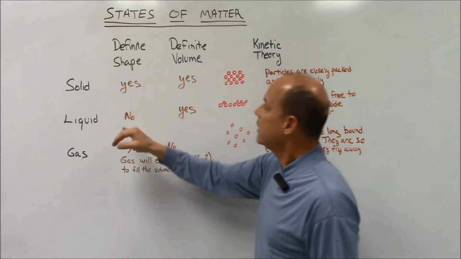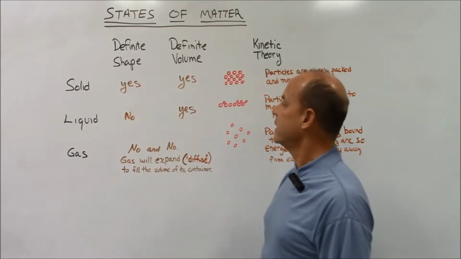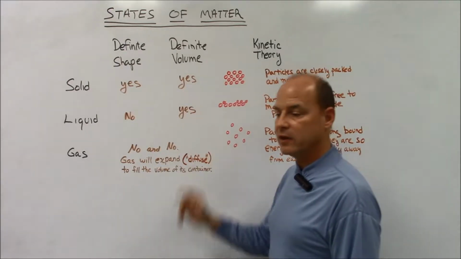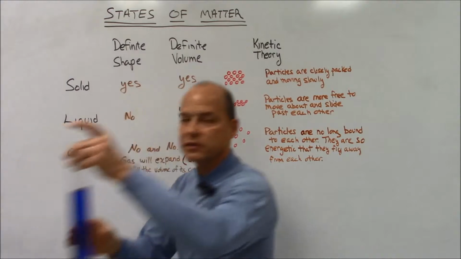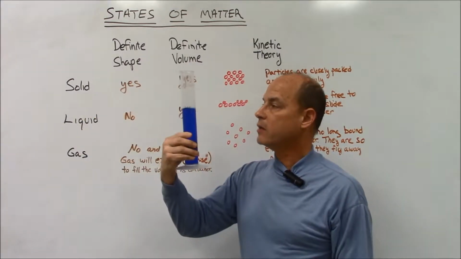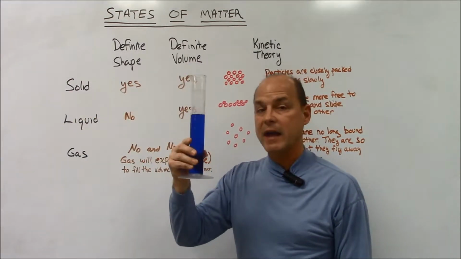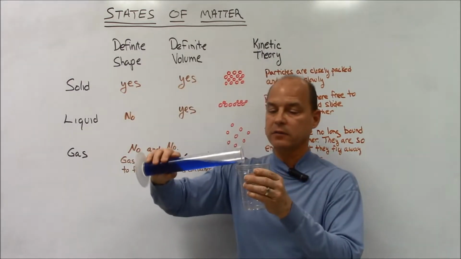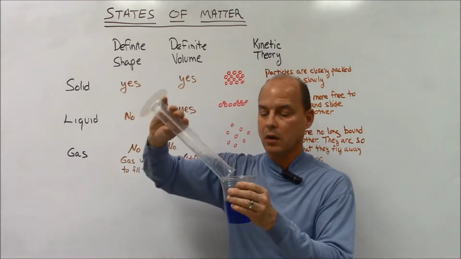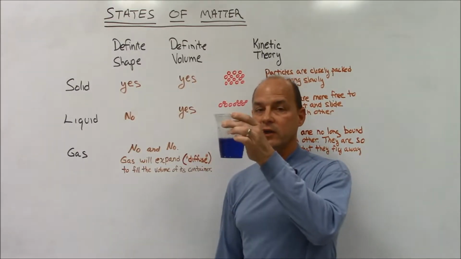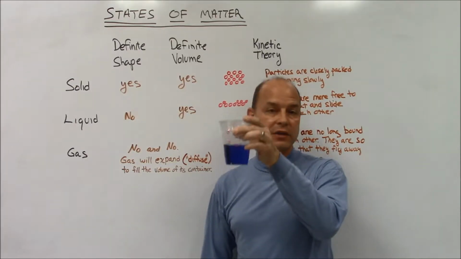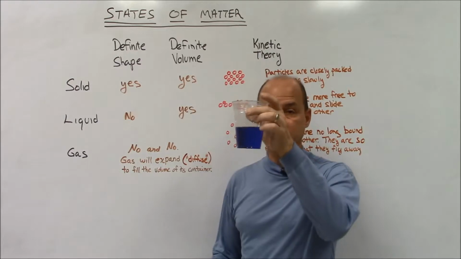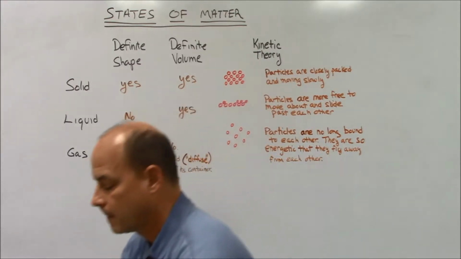Right? Now, liquids do not have a definite shape, but they do have a definite volume. So if I measure a certain amount of blue liquid in my graduated cylinder, here it looks like about 180 milliliters. When I pour it into a different container, I still have 180 milliliters, but now the shape of it is in the shape of this container, the glass.